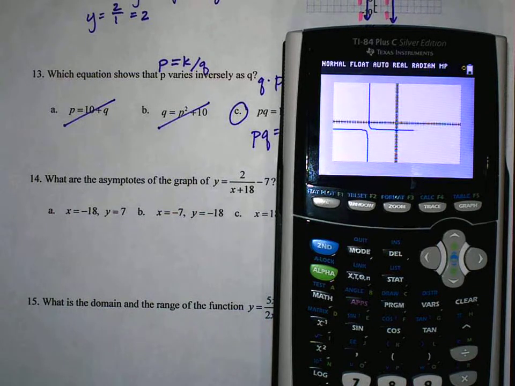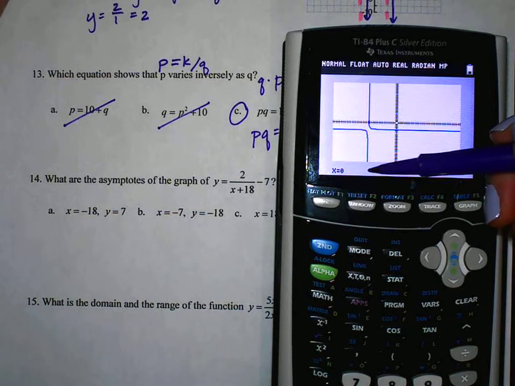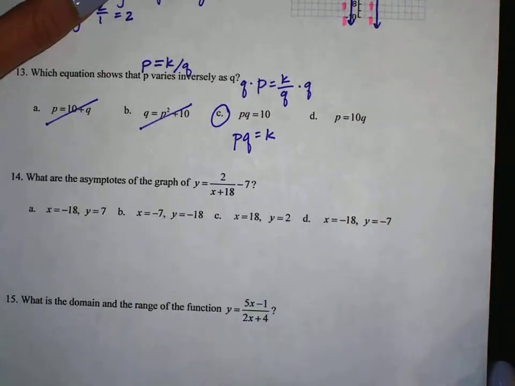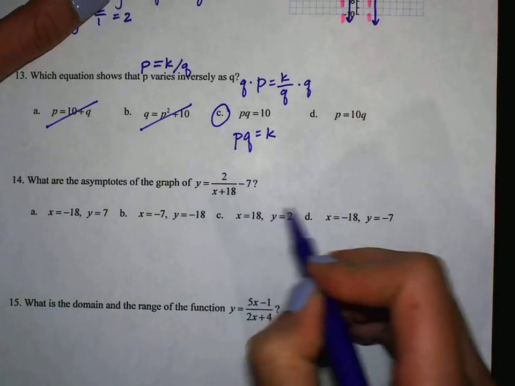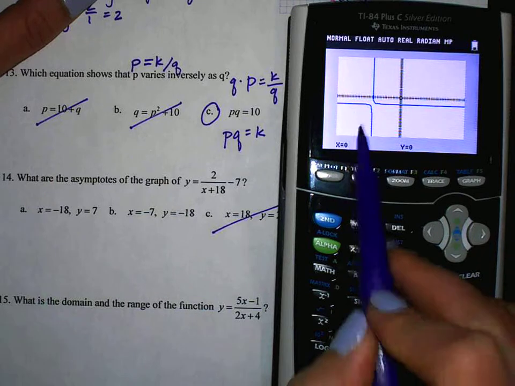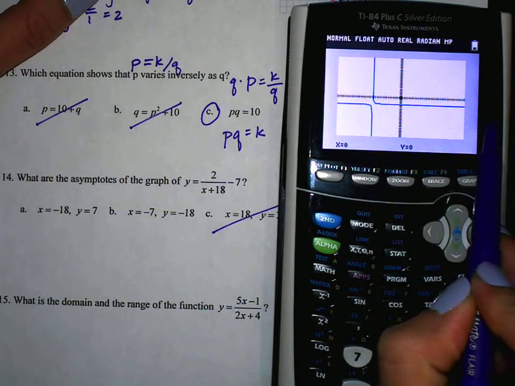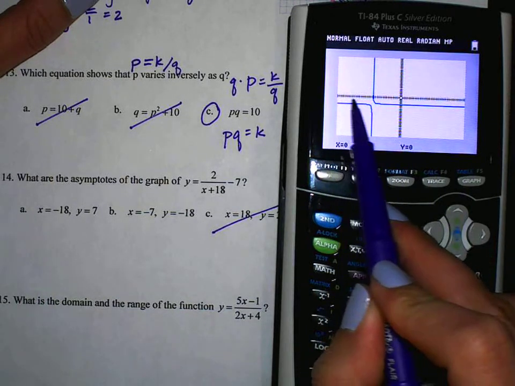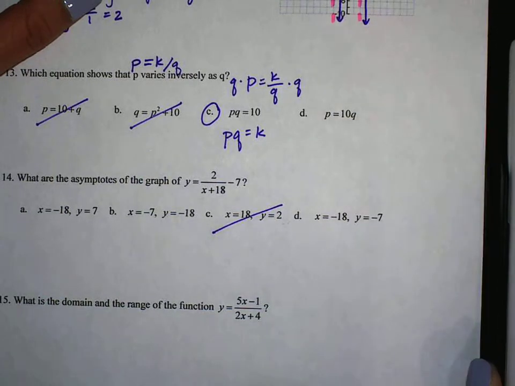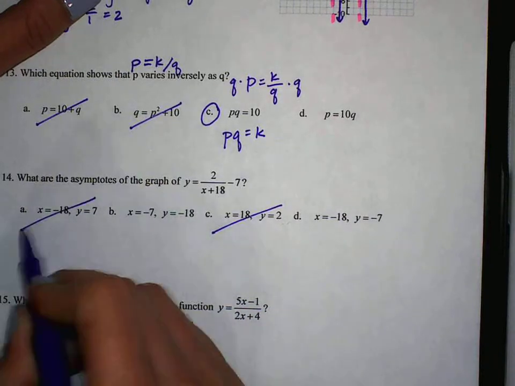Okay, so that's very apparent of what we've seen before. What I notice is my vertical asymptote is a negative number. So x has to equal a negative number, so I can cross out C. And y also is going to equal a negative number. Okay? Because notice that there's an imaginary dotted horizontal line here, and it's going through a negative y value. So y equals a negative number, so I can cross out A.